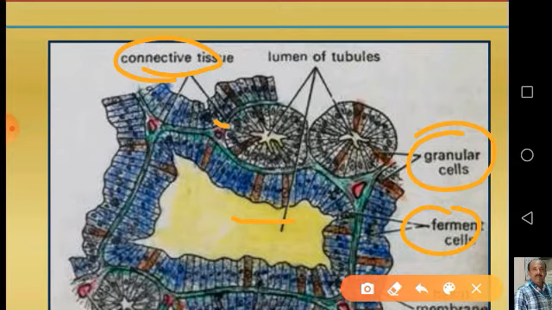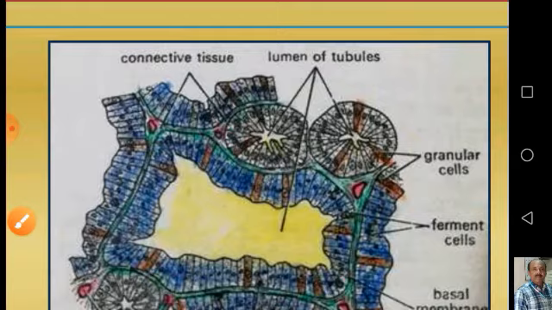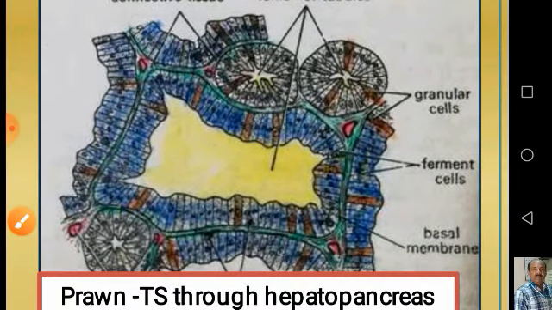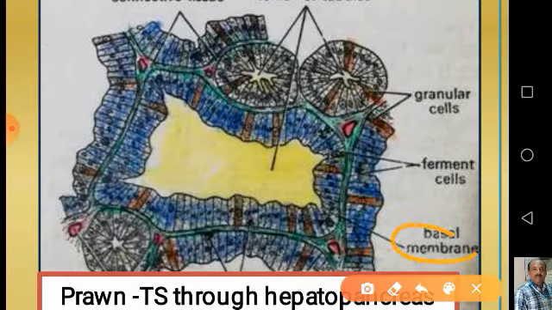Each tubule consists of an outer layer which is called the Tunica Propria. This Tunica Propria consists of connective tissue with a network of circular and longitudinal muscle fibers. Below that, the basement membrane is present. Internal to the basement membrane lies the epithelial cell layer.